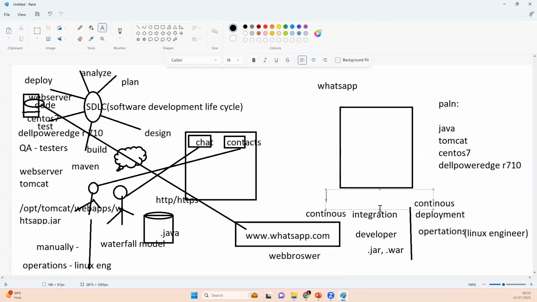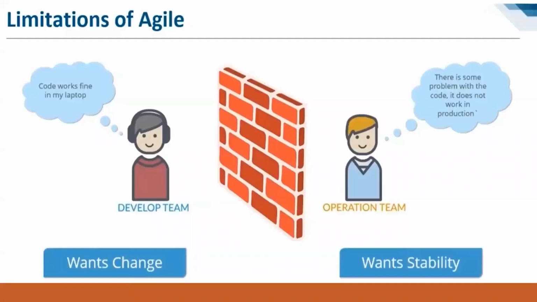So what is continuous integration? CI, CD: continuous integration and continuous deployment. In the agile methodology there is a concept of CI/CD. Among the limitations of agile methodology, a developer says the code works fine on my laptop, but the operations team finds some problem with the code. It does not work in production.